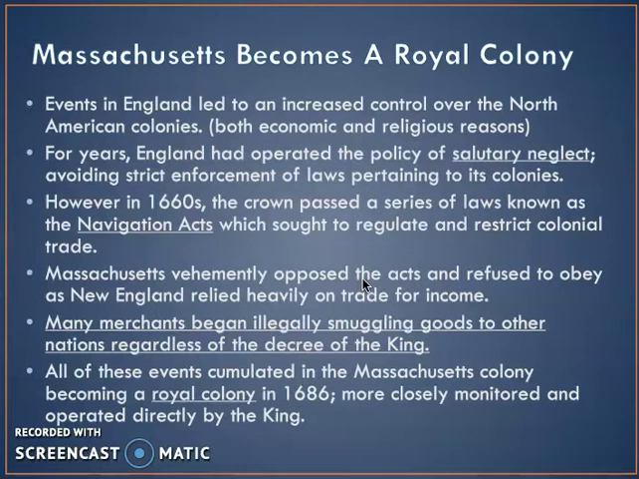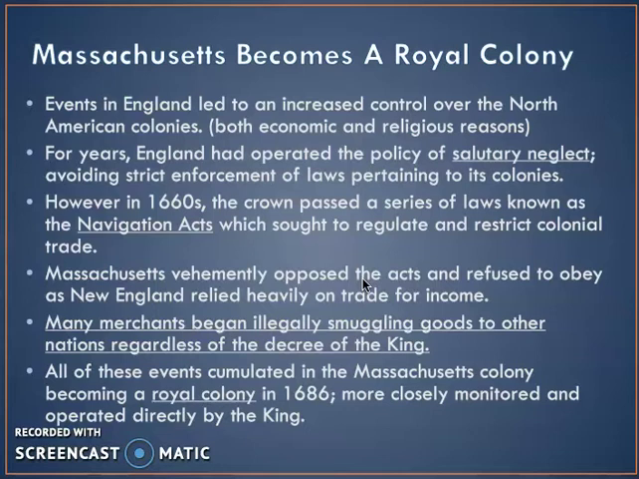So they're going to oppose this, obviously, because this is how they make money, and they're going to start trying to smuggle certain goods in order to make that money back. So it says many merchants began illegally smuggling goods to other nations regardless of the decree of the king, meaning it doesn't matter. They don't really care. So again, this is another example of early revolution tactics when you're talking about Americans or colonists starting to slowly fight back against the king.